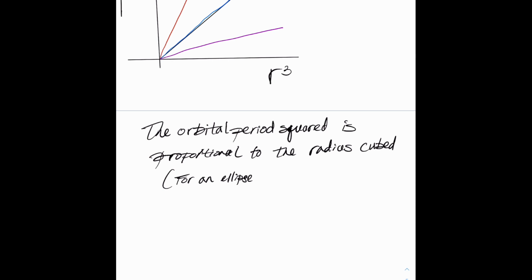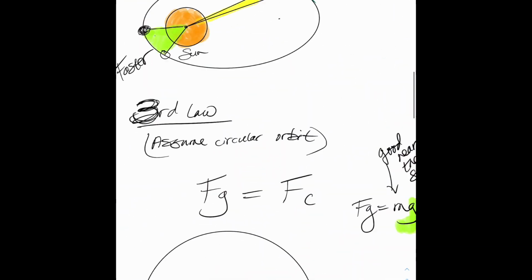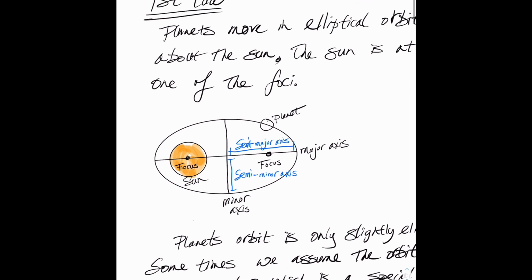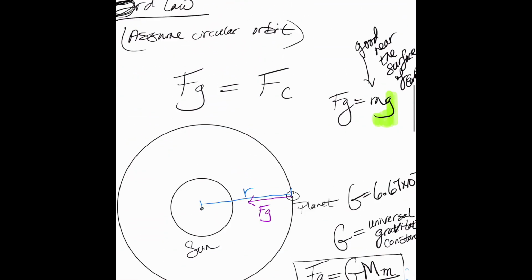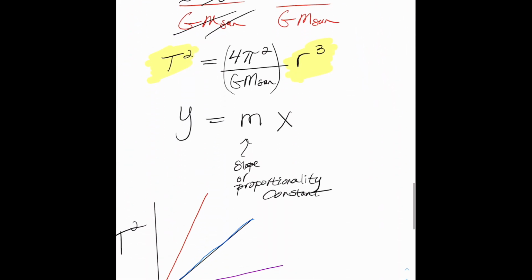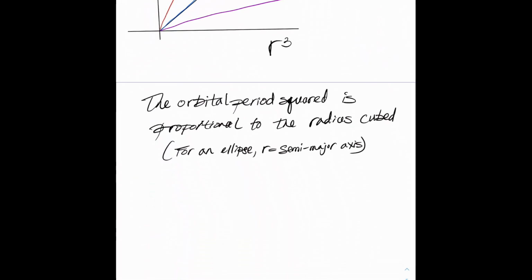For an ellipse, they don't have a constant radius, right? For an ellipse, r is equal to the semi-major axis. So for an ellipse, that yellow line is r. The longer radius, I guess, if you want to think of the semi-major axis like that. All right, so the orbital period squared is proportional. Let me just write it one other way. T squared is proportional to r cubed.